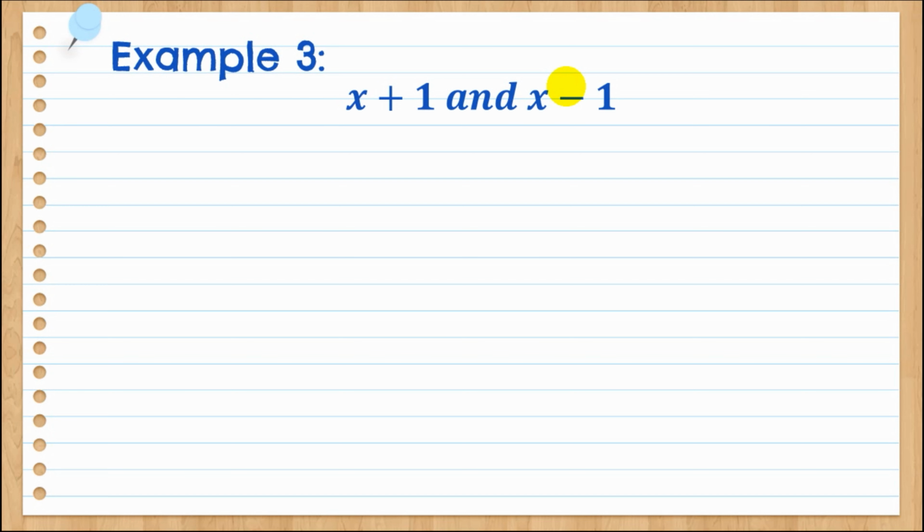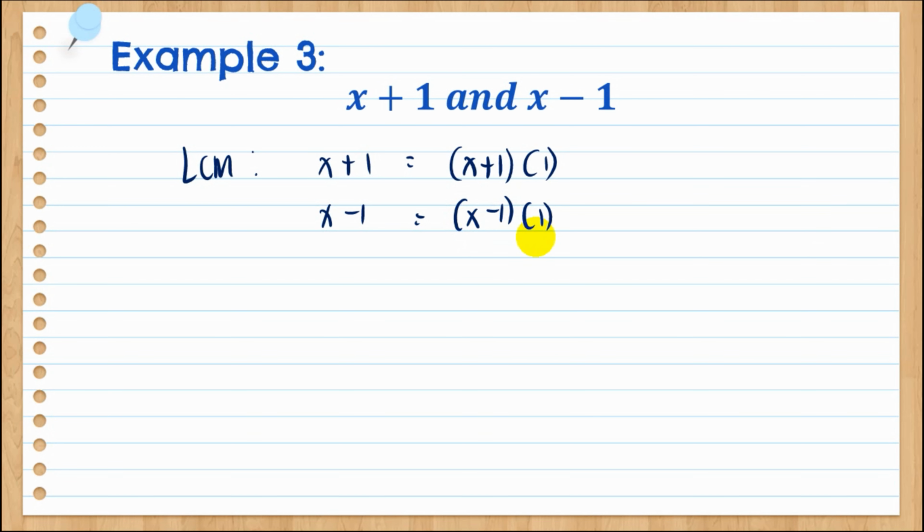So, same process pa rin to find the LCM. Kailangan natin ng prime factors. Ano ba ang factors ni x plus 1? So, we're looking for the prime factors, and we all know that there is no factoring technique that can be used for x plus 1. So, wala siyang ibang factors kundi ang sarili niya at saka yung 1. Same as dun sa x minus 1. Wala na rin tayong factoring technique na pwedeng magamit dito. Kaya, x minus 1 and 1 lamang ang factors niya.